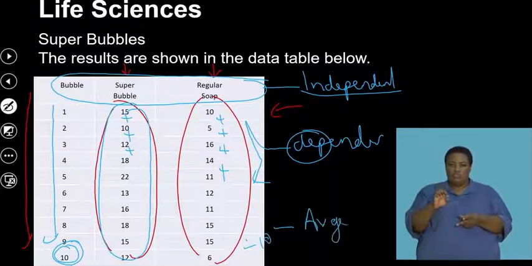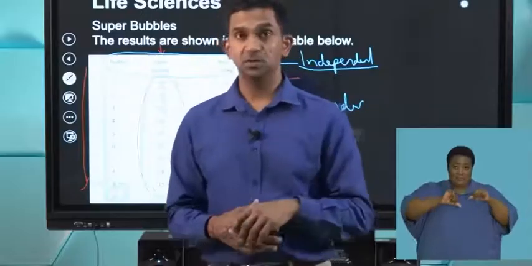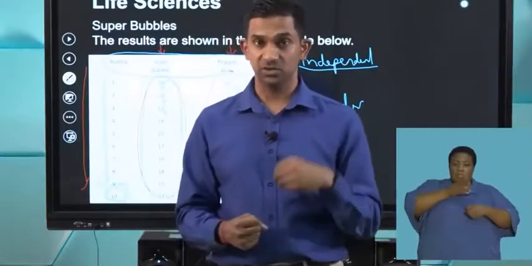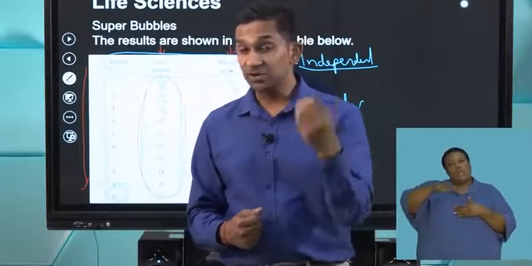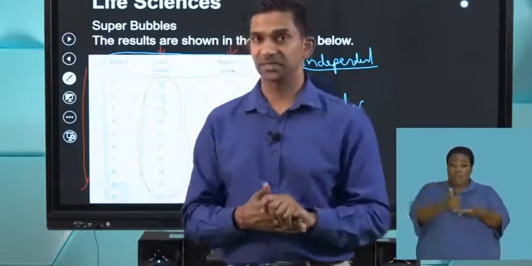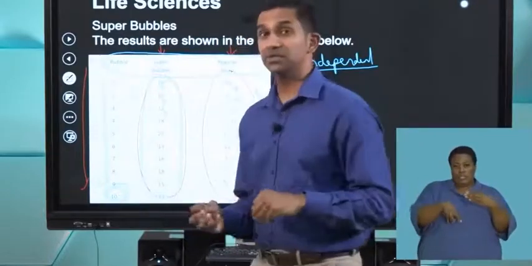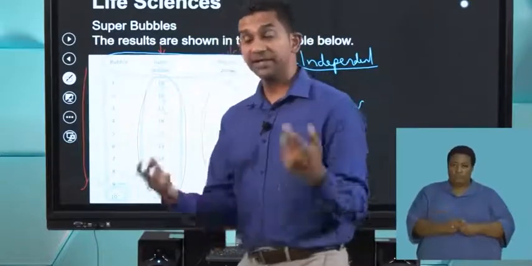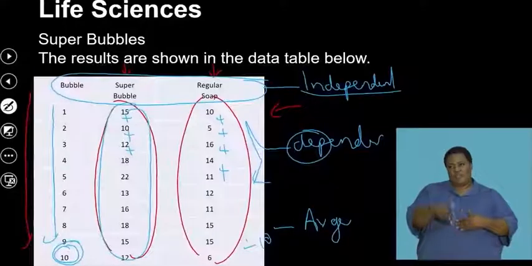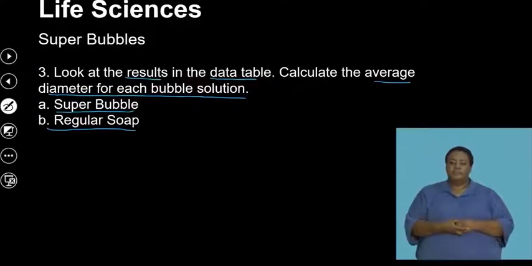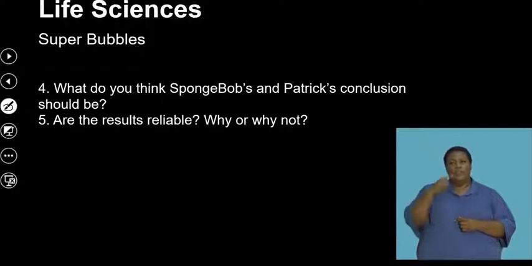And why is the average done? Remember that in science we repeat experiments or we calculate the averages, and those averages often refer to reliability or consistency of your results. So it's important for us to be able to calculate averages when carrying out a scientific investigation. I'm going to leave that to you guys to calculate. We're going to move on swiftly to the next question.